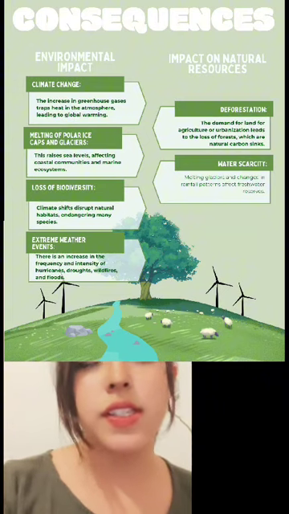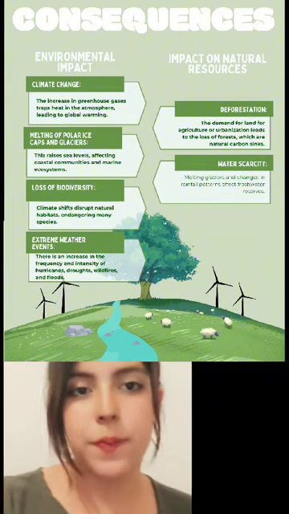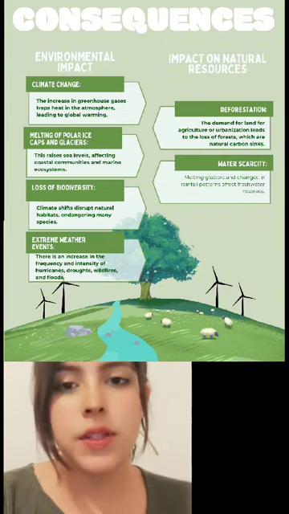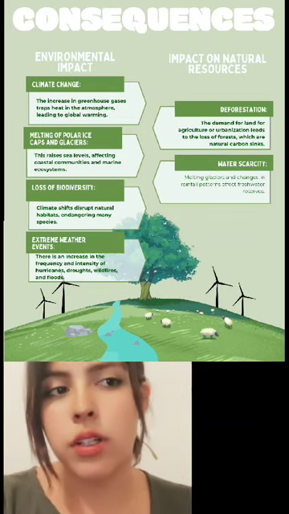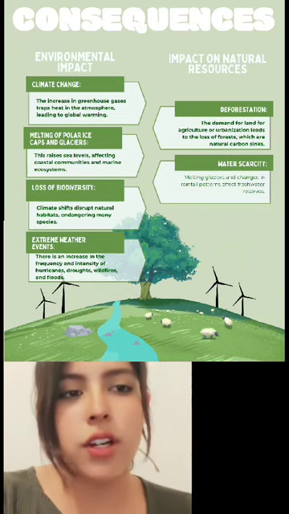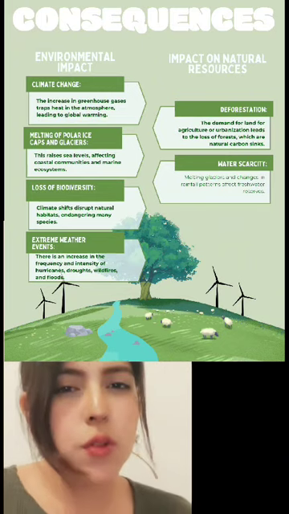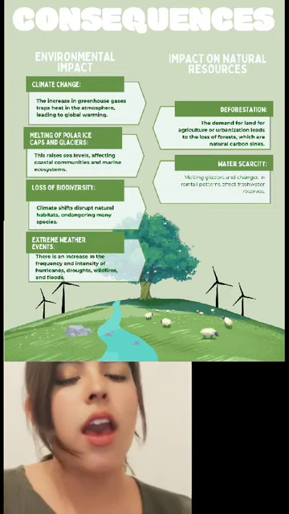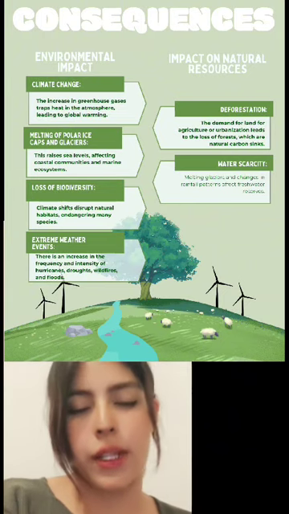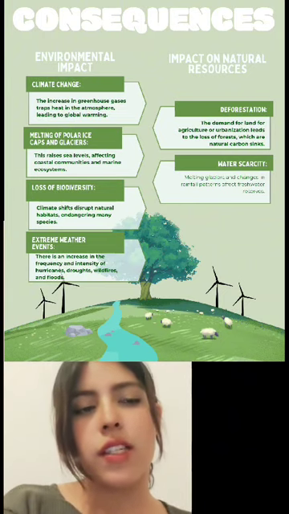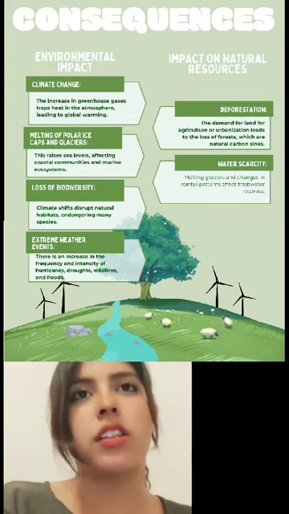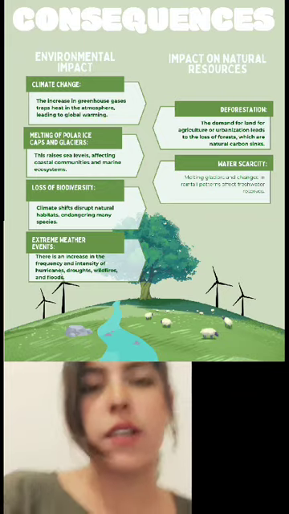The other consequence is the impact on natural resources. The first is deforestation. The demand for land for agriculture or urbanization leads to the loss of forests, which are natural carbon sinks. And the second consequence is water scarcity. Melting glaciers and changes in rainfall patterns affect the freshwater reserves.